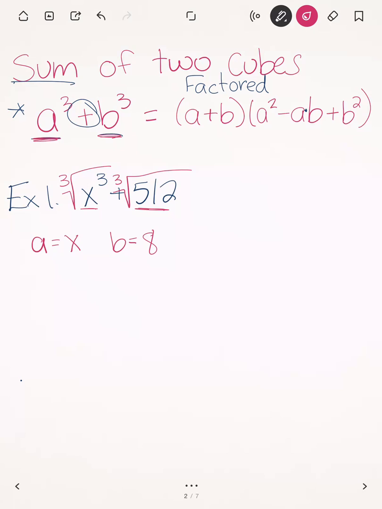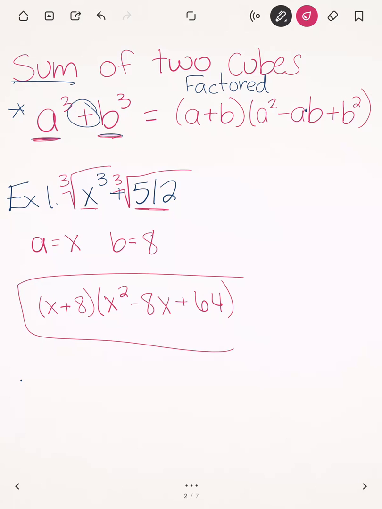Now all I'm going to do is plug in x and 8 anywhere I see an a and a b. If I see an a, I'm putting an x. If I see a b, I'm putting an 8. So I have a plus b, where a is x and b is 8, so I have x plus 8. Next, I have a squared, so I take x and square it to get x squared. Now I have minus a times b, so x times 8 gives 8x. Then I square b, so 8 squared is 64. This is the factored form, and there's nothing else I can do, so I leave it like that.